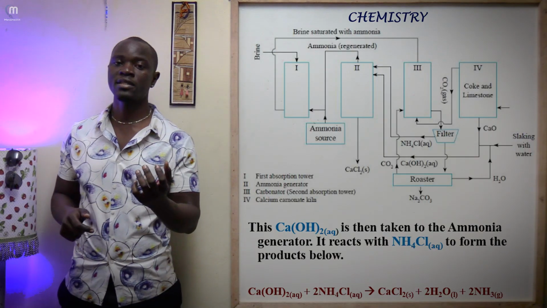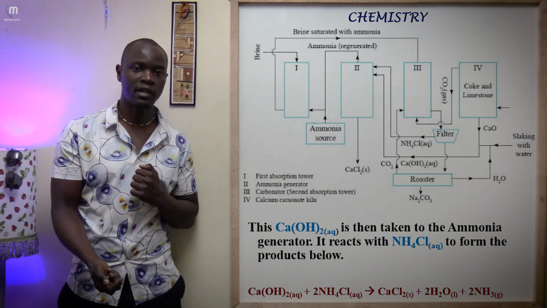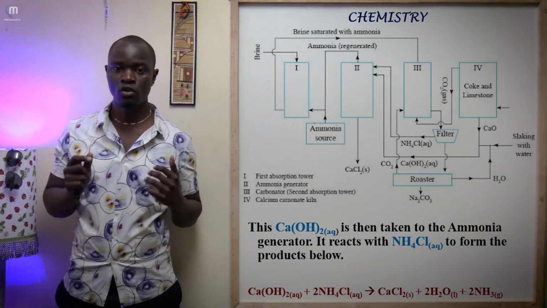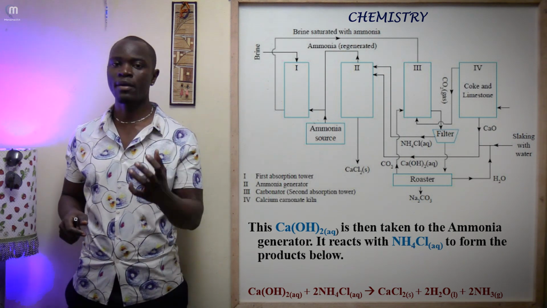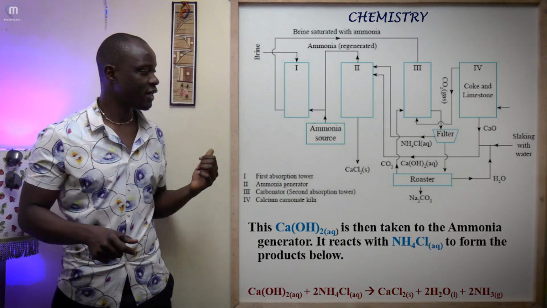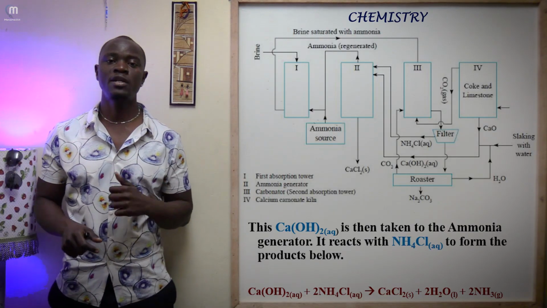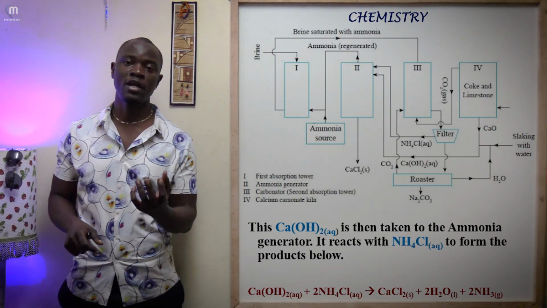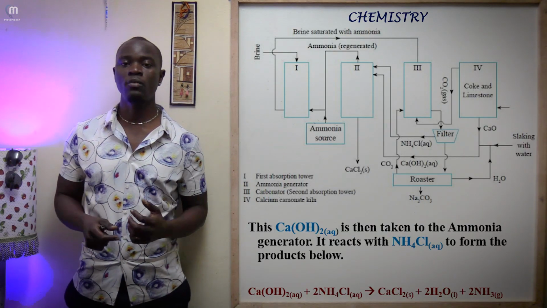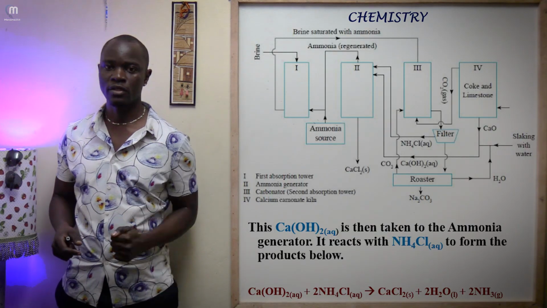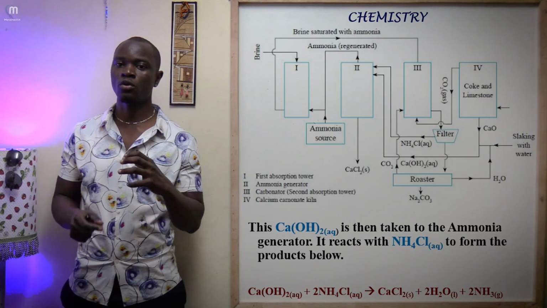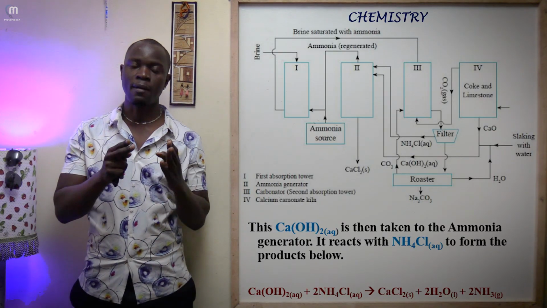So after obtaining the calcium chloride, it is going to be discarded. It is not recycled. It is not used anywhere. That is why it is called a byproduct. So we're going to obtain calcium chloride. Also, we are going to obtain ammonia. And then apart from ammonia, we are also going to obtain water molecules. So that is what you're going to obtain in this ammonia generator.